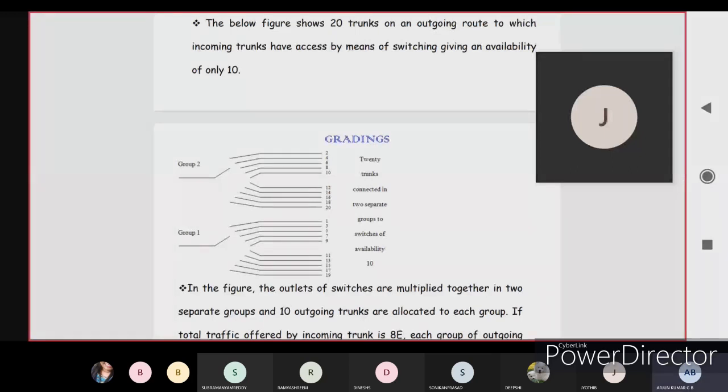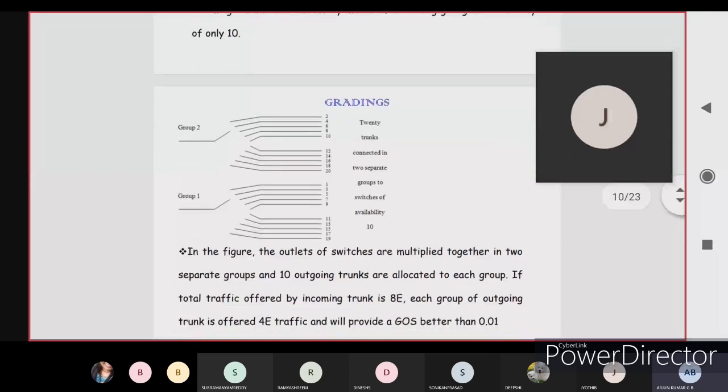This kind of grouping we have done. This kind of separate group is known as a graded group. You can observe there are separate groups. Here I'm assuming there are 2 groups, totally 20 trunk lines. If you make these separate groups, they are known as graded groups.